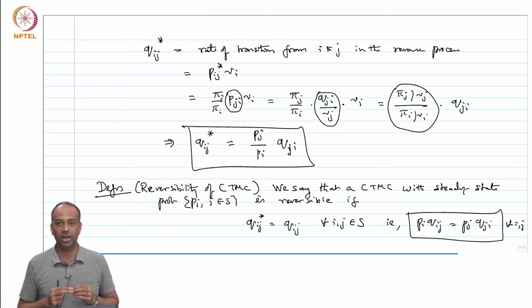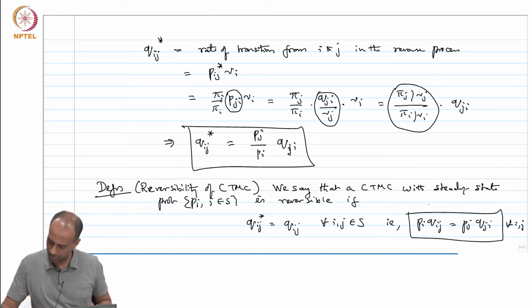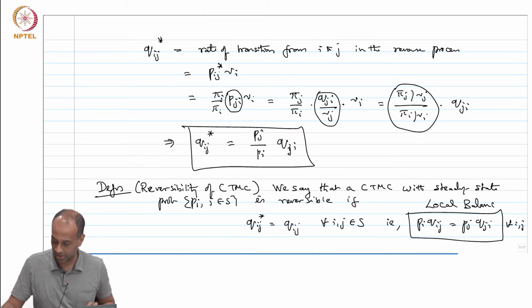So, between any pair of states, the transition rates in the forward process and the transition rates in the reverse process must be equal, which leads to the nice equation, this local balance kind of an equation, P I q I j is equal to P j q j I. So, you can view this as some kind of a local balance in the CTMC world. If this is the case, then the process is reversible, this definition, all right.